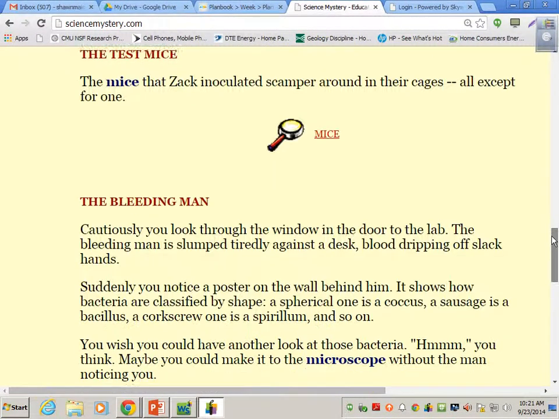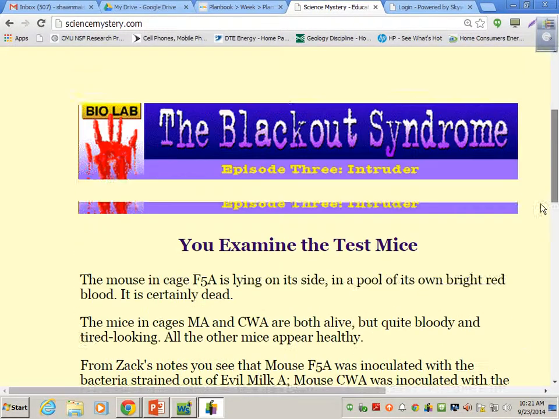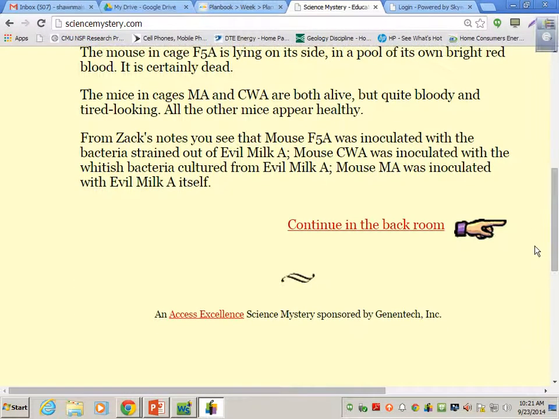So the mice that Zach inoculated scamper around their cages, all except for one. The mouse in cage F5A is lying on its side in a pool of its own bright red blood. It is certainly dead. The mice in cages MA and CWA are both alive, but quite bloody and tired looking. All the other mice appear healthy. From Zach's notes, you see that mouse F5A was inoculated with the bacterial strain out of evil milk A, things less than a half micron. CWA was inoculated with the whitish bacterial culture from evil milk A. Mouse MA was inoculated with evil milk itself.